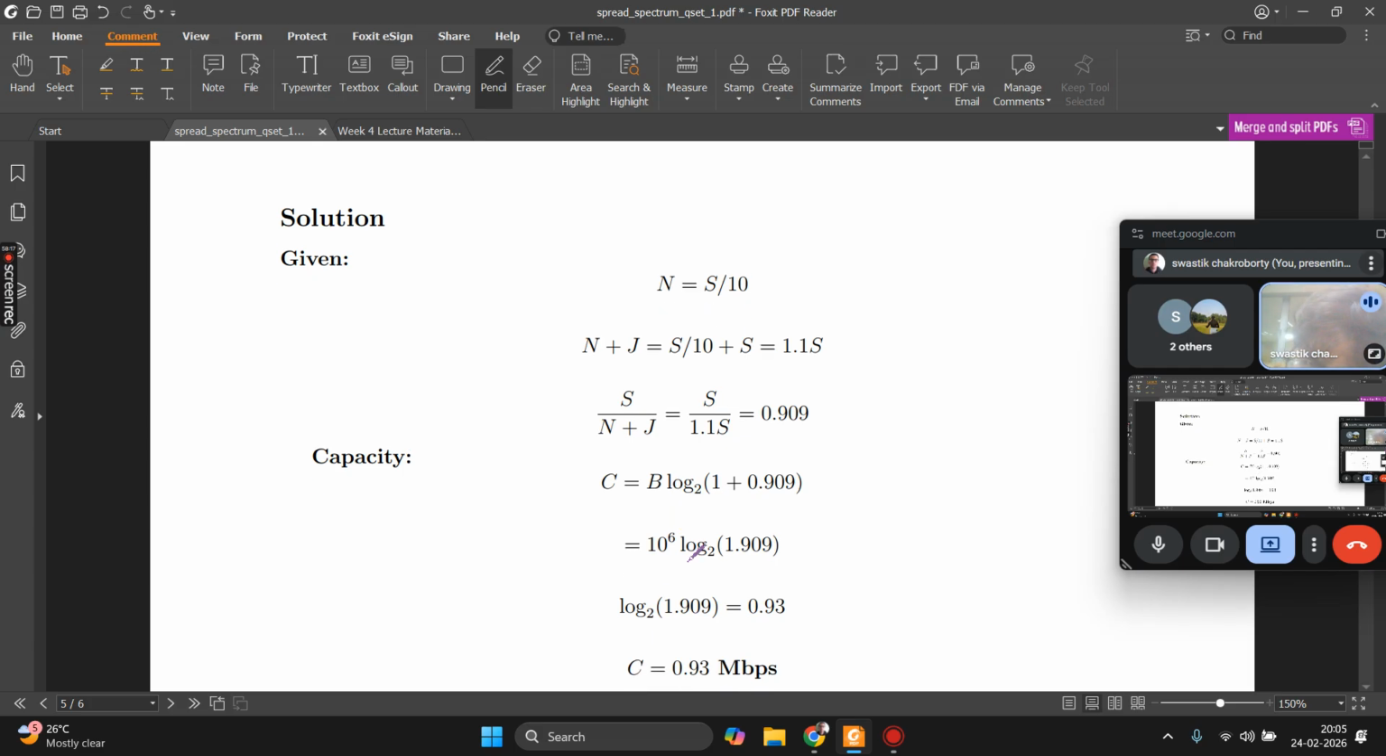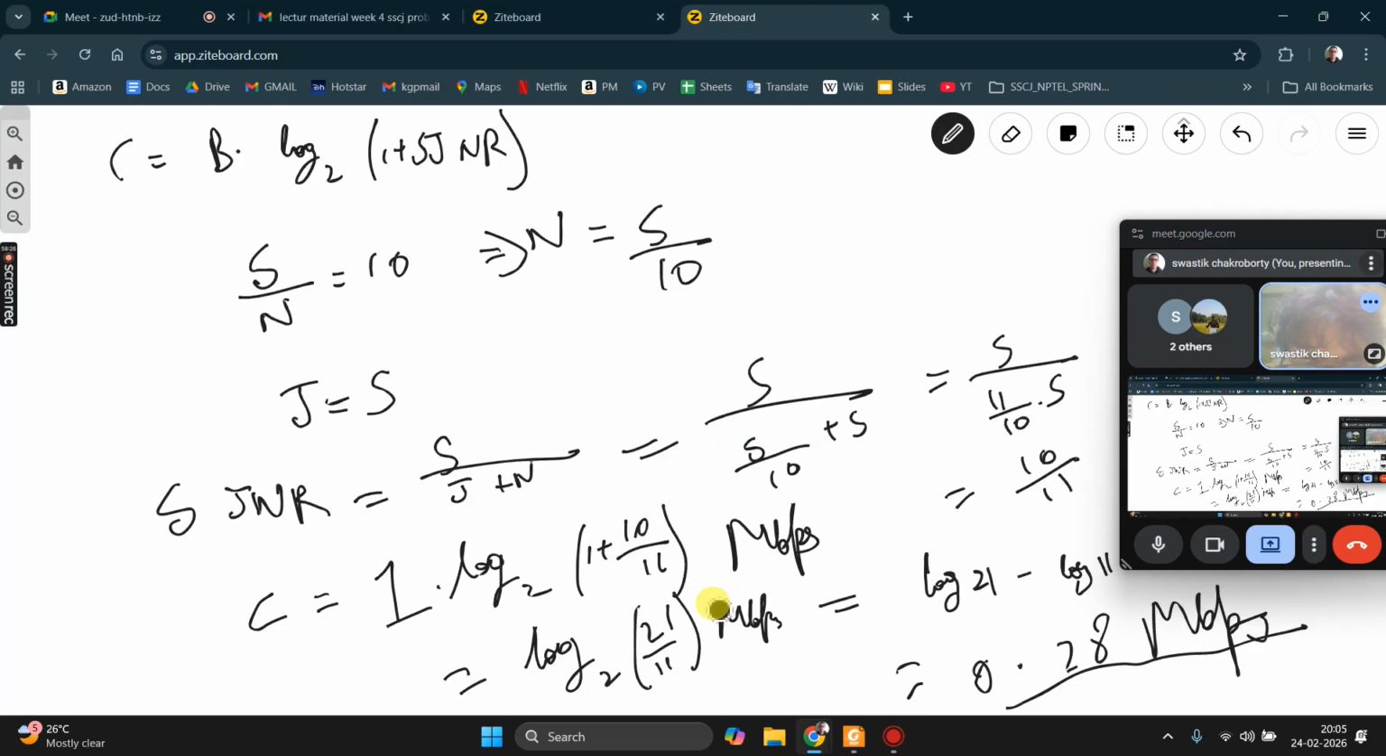Did I do the log calculation wrong? 10 by 11. Wait. Oh, sorry. I have made a mistake, I think. No, 21 by 11. This calculation is correct, right? 21 by 11. Why isn't it matching? Log 21 minus log 11.